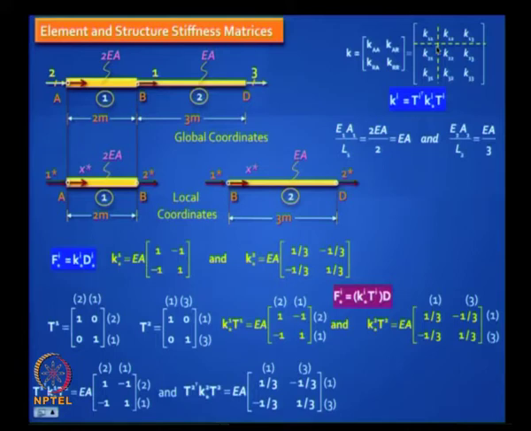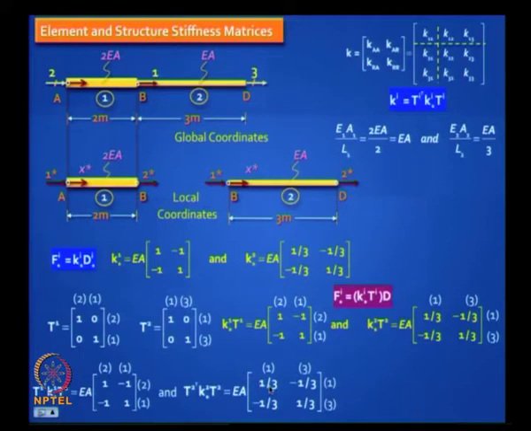Fill up this 3 by 3 matrix using these transformations, put it in the right slots. That is a little exercise you do and we will stop. You just have to add. What is K11? Well, K11 from the first element is 1 into EA. From the second element it is 1 by 3 EA. So it adds up to 4 by 3.